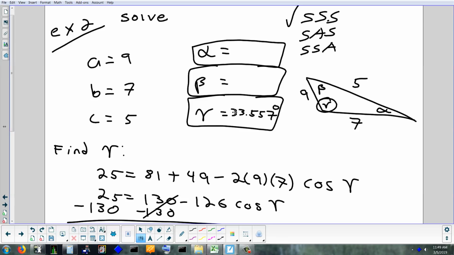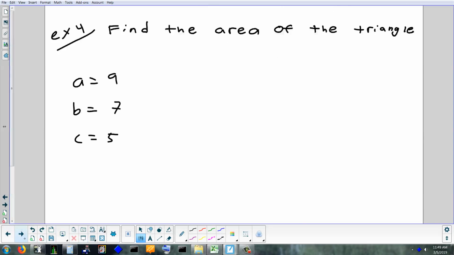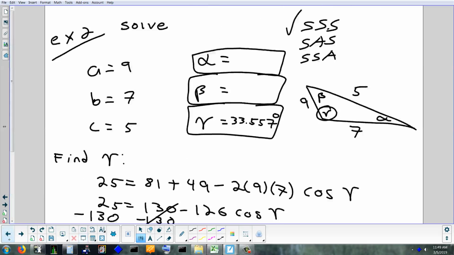Okay. So is there any question how you do law of cosines one more time here? It'd be exactly the same steps. Just find alpha or beta, and then subtract from 180 once you get the 2. All right. So we have the area of a triangle and then a word problem.